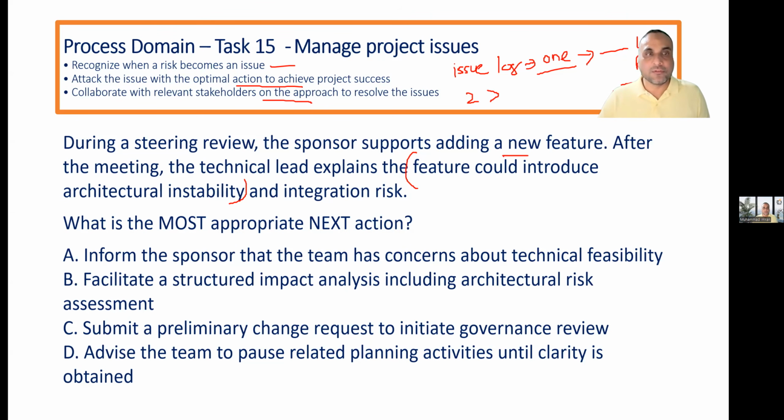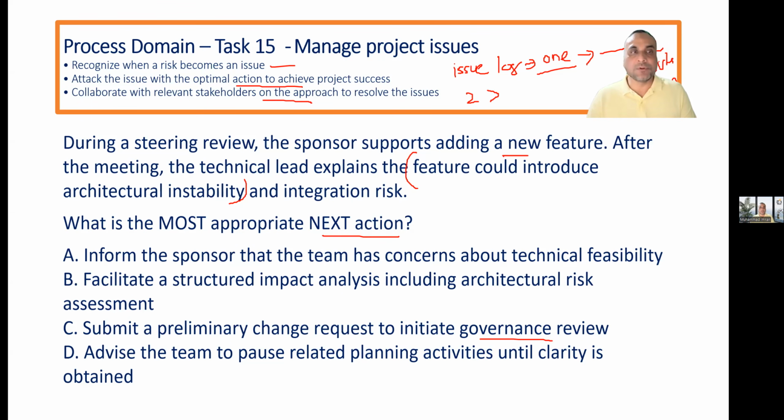And integration risk. What is the most appropriate next action? Inform the sponsor that the team has concerns about technical feasibility. Facilitate a structured impact analysis, including architectural risk assessment. Submit a preliminary change request to initiate governance review. Advise the team to pause related planning activities until clarity is obtained. What do you think will be the better answer? On the chat window, please.